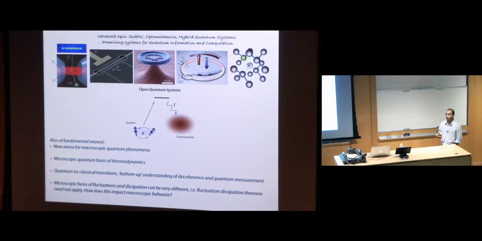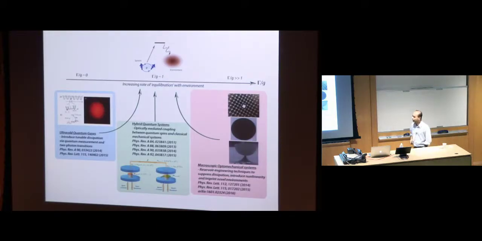I strongly believe, though at this point it's still a belief, that studying these kinds of open systems will allow us to get at the microscopic, quantum basis of thermodynamics and understand decoherence, quantum measurement, and so on from a bottom-up perspective. In our labs, we have three experiments, each of which started out with its own agenda, whether it be cold atom experiments, macroscopic optomechanical systems, or hybrid quantum systems. Right now, I'll describe a few experiments where we used each of these kinds of systems to try and access this kind of intermediate regime with comparable interplay between quantum coherent dynamics and thermalization or equilibration.